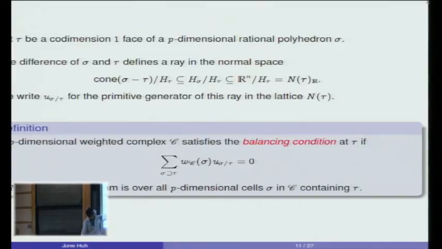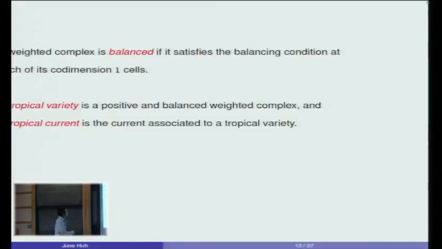And this weighted complex satisfies the balancing condition at that codimension 1 face tau if the sum of all the weights times that primitive vector is 0 in the normal space of tau, where tau is the codimension 1 face. So it's a certain condition. It's a bunch of linear conditions involving the possible weights on the weighted complex. And a weighted complex is balanced if it satisfies this balancing condition at all codimension 1 cells. A tropical variety is a positive and balanced weighted complex. And a tropical current is the current you have seen before, associated to a tropical variety.